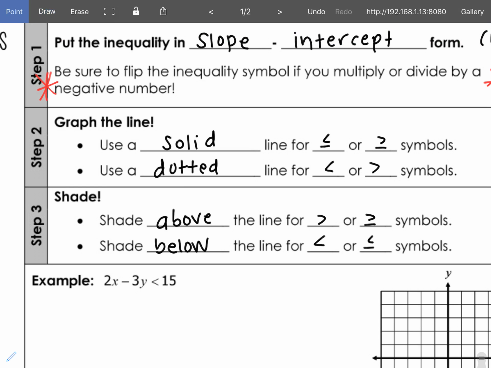And that kind of makes logical sense, right? You're going to shade above if it's greater, and you're going to shade below if it's less, even if it's equal to. Now, the solid line, look at the keys here. The solid line, both of them have an equal to sign. So if you see that equal to sign, just think of the solid line, go straight through it, right? But it's going to be a dotted line if there's no equal to sign, okay?